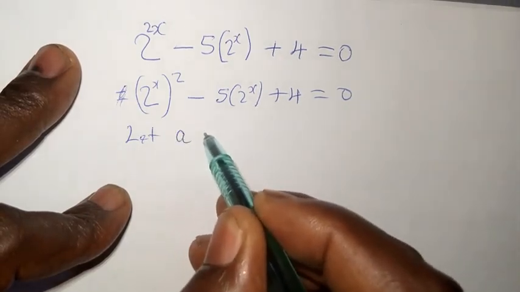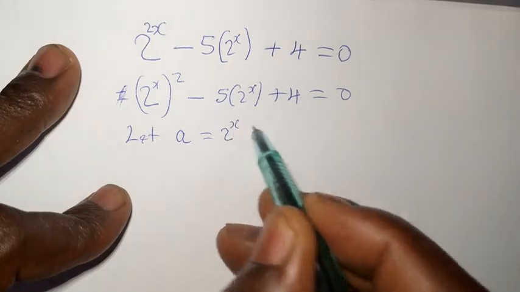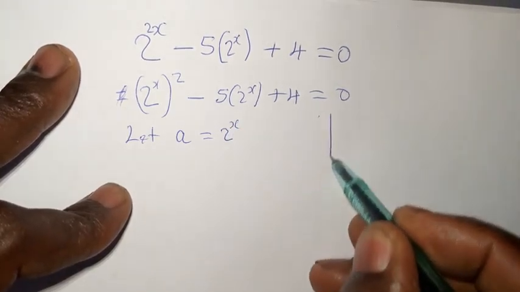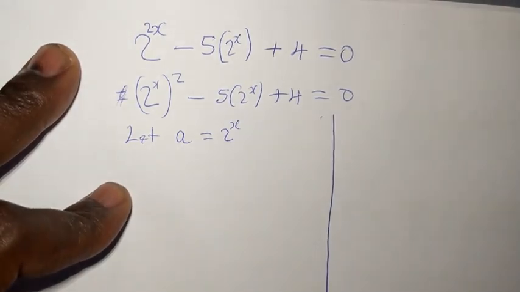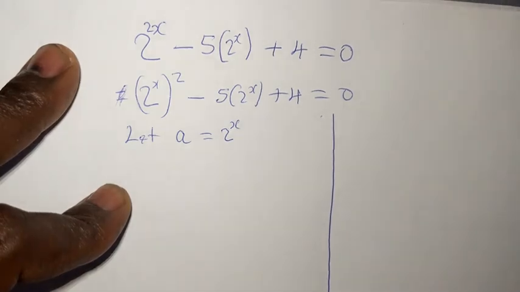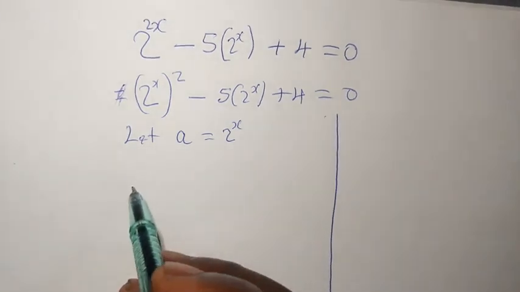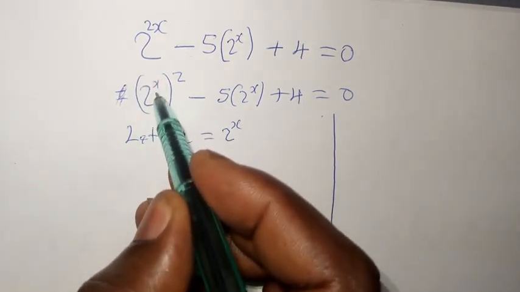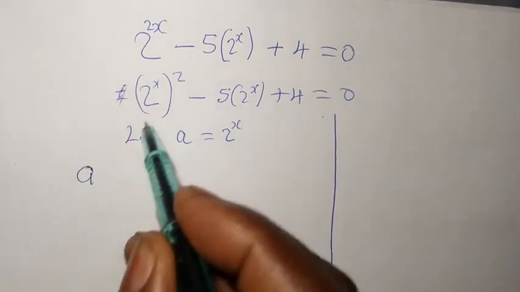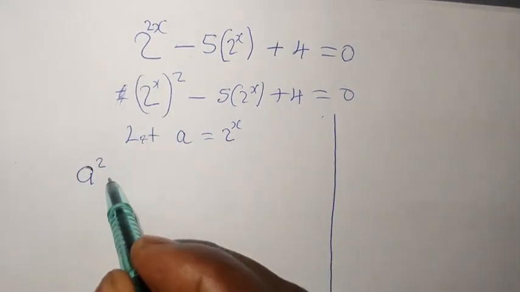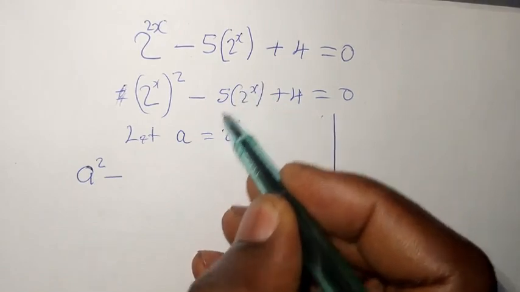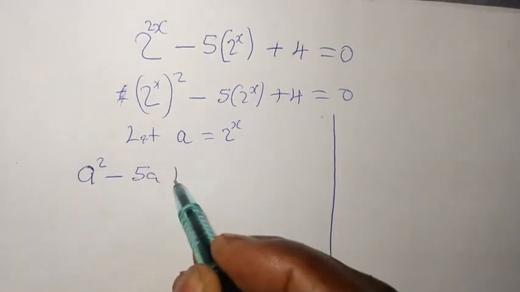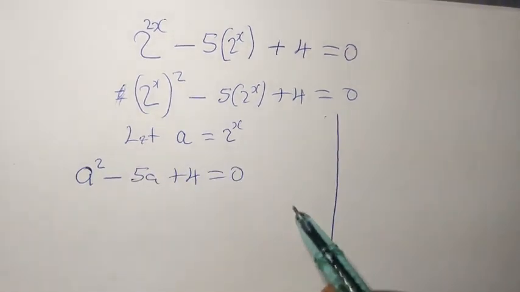so that you will let small letter a be equal to 2 raised to the power of x, so that with this we can transform the equation. Instead of 2 raised to the power of x, we will have now a, and then 2 raised to the power of 2 minus, then this one here, we will replace it with a, so that it will be 5a, then plus 4, all equals 0.